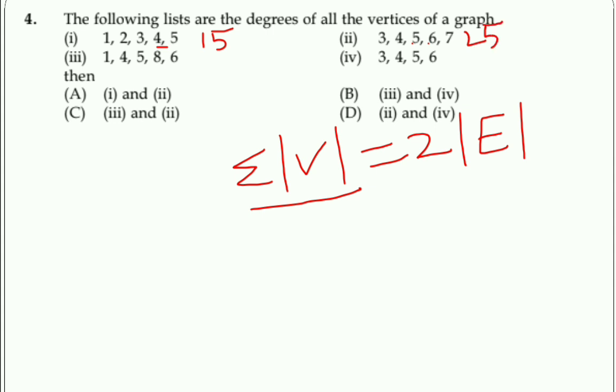And 1 plus 4 plus 5 plus 8 plus 6 is equal to 24. And 3 plus 4 plus 5 plus 6 is 18. So this is the sum of the degrees of the vertices. Sum equals 2 times the edges means that the sum of the degrees must be even. Here in the given options there are only 2 options which are even, that is 24 and 18. So that's why options 3 and 4 are the answers.